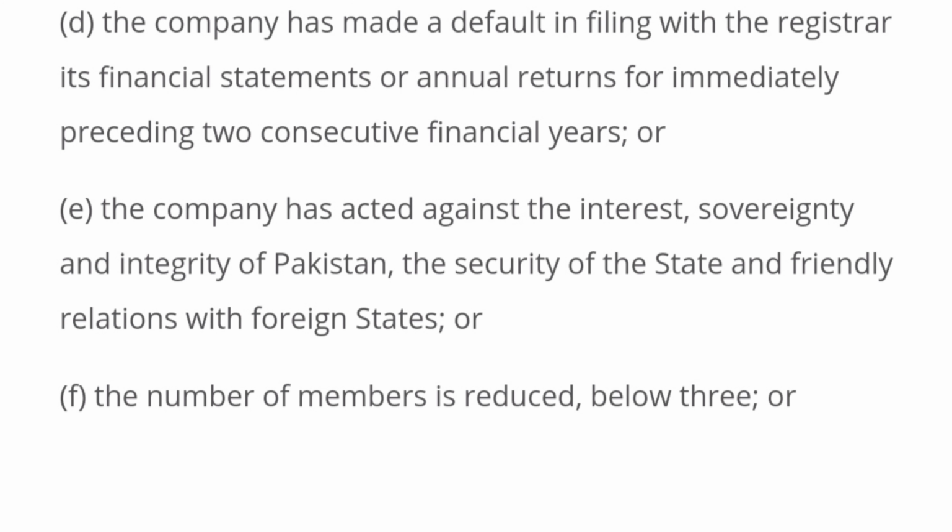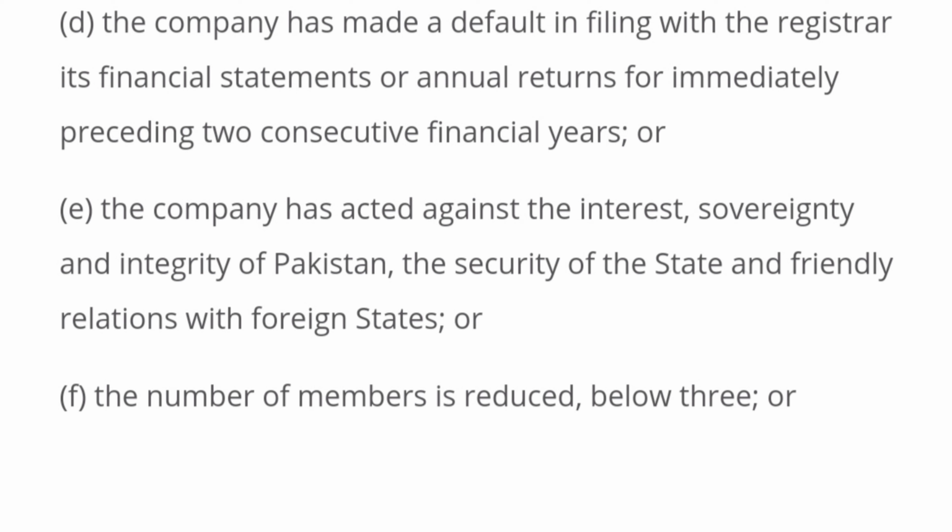So without further ado, let's start talking about these remaining reasons. We've already discussed D and E, which you can see in the slides, and now let's talk about F, which is the 6th possible reason. So the 6th reason on the basis of which the NPO's license may be revoked by the Commission is that the number of members at some point in time reduces below 3.